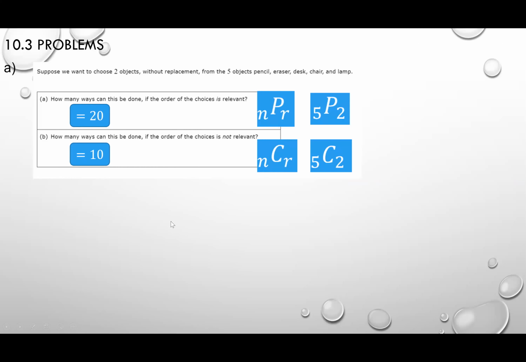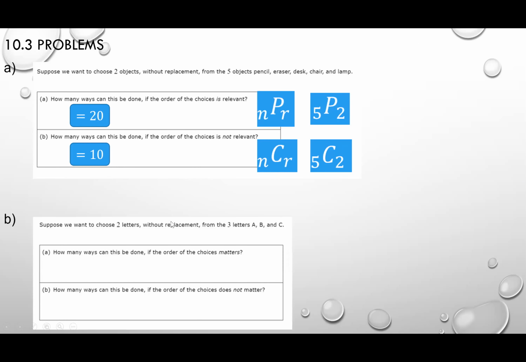Okay, and let's take a look at another one, this item here, and I can show you the actual item we have, similar to A. They tell you that suppose you want to choose 2 letters without replacement from the 3 letters A, B, and C. How many ways can this be done if the order of choice matters? So the order matters, if the order is important, we know that we need to use permutation. And if you use permutation, this is what you should have, which is 6.